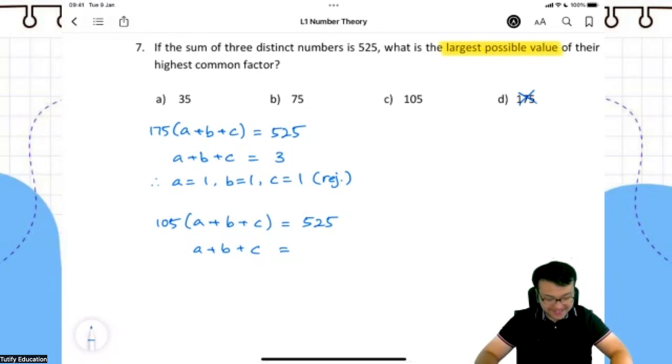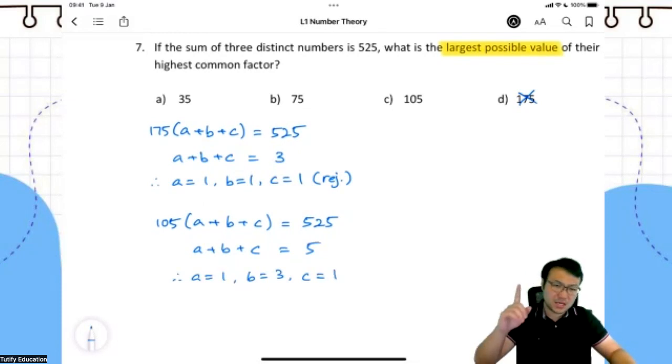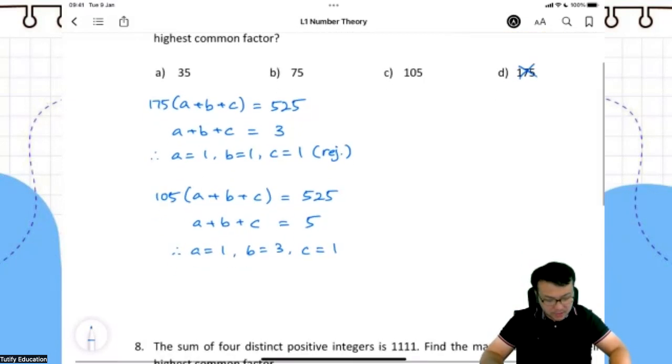It's 5. Yeah. So in this case, we can say that A equals how much? Okay, let's say A equals 1. Then B equals 3. Then C equals? 1. So is it distinct or not? No, because the A and the C are repeated. Same, right? Yeah. Then what about another way?